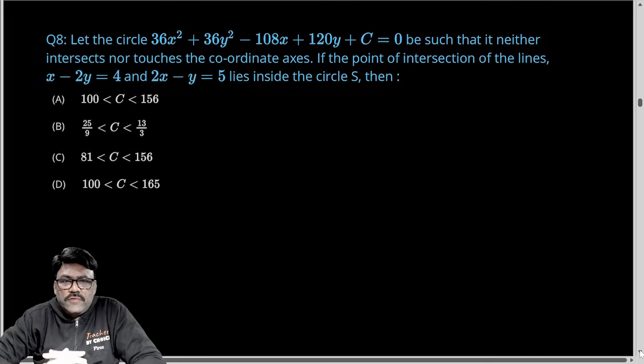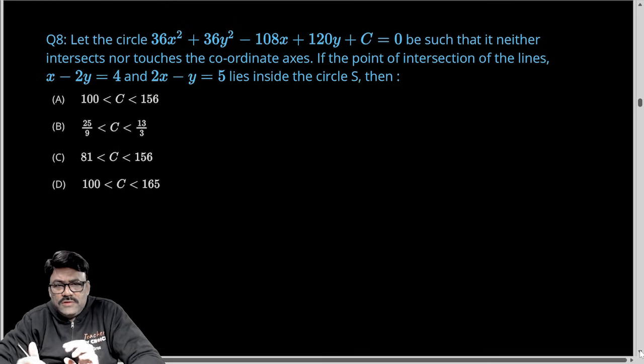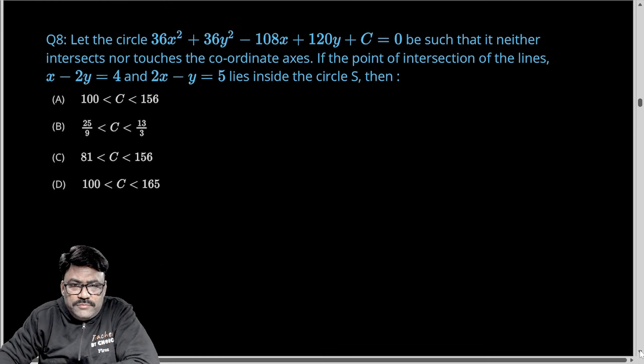See this question. This is from circles. And you are given this circle here. This circle neither touches nor cuts any of the coordinate axes. And the point of intersection of these two lines lie inside the circle.